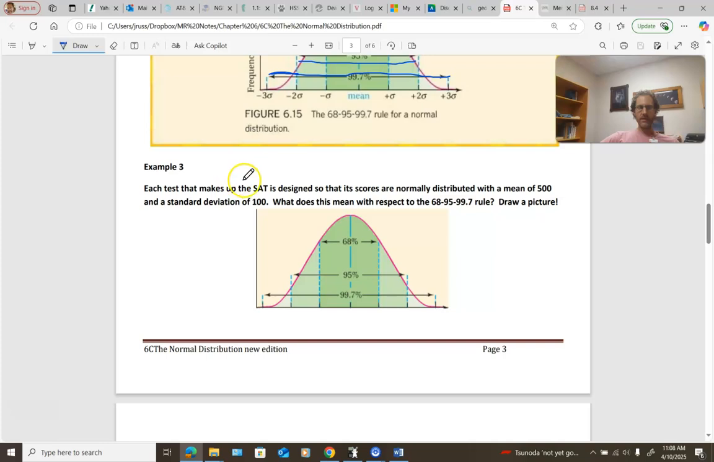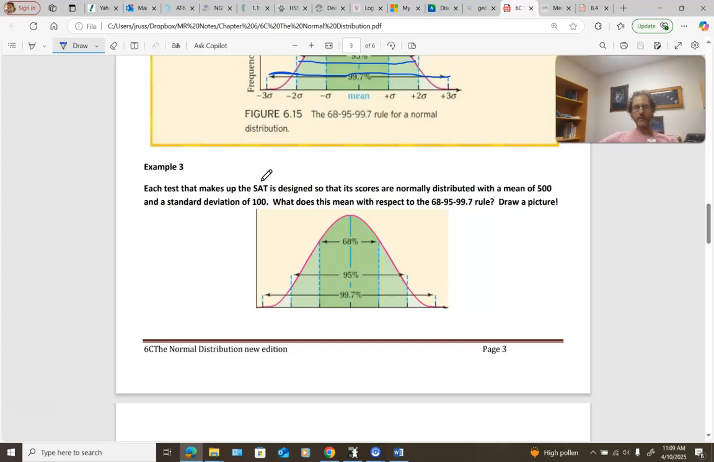Okay, it says each test that makes up the SAT. So if you guys don't know, the SAT is a standardized test. It's similar to the ACT in some ways, but also very different. The ACT tends to assess one's knowledge more than critical thinking ability, and the SAT does a better job at assessing a student's critical thinking ability. So these are typically college entrance exams.